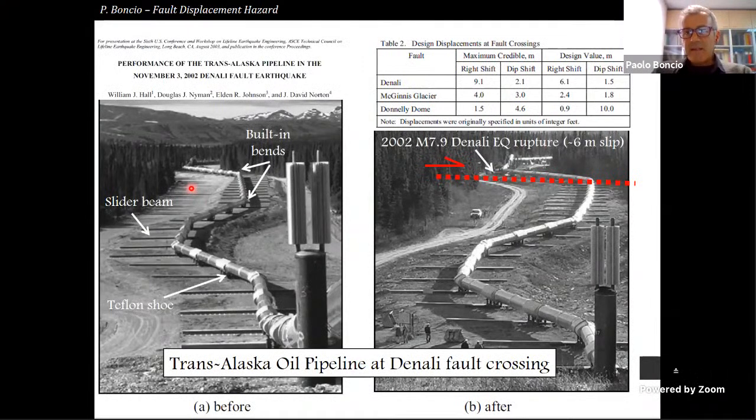But consider the successful performance of the Trans-Alaska oil pipeline after the magnitude 7.9 Denali earthquake. On the left, we have the pipeline before the earthquake, and to the right, the pipeline after the earthquake. After the earthquake, the pipe slid on the sliders, was distorted, but did not fail. So the successful performance of the oil pipeline indicates that fault displacement hazard can be mitigated if the fault is identified and characterized by intensive geologic investigations and engineered design, of course.